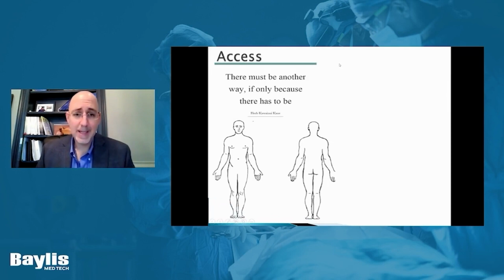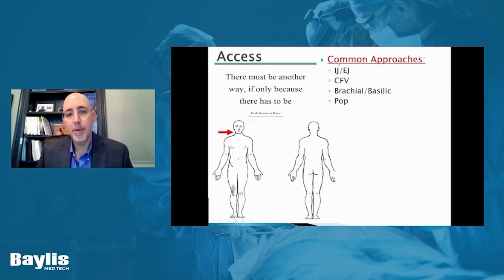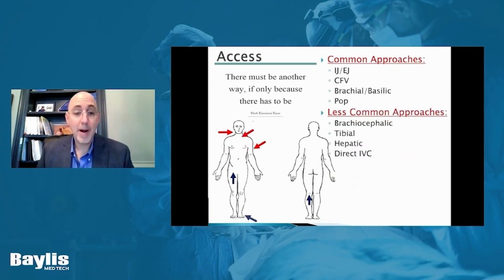And it all starts with access. And that's the most common secondary approach: if you can't cross in one direction, you cross in the other. So commonly we'll stick the jugular, the femoral, the brachial, or the pop, certainly for lower extremity interventions. But there are other accesses at our disposal: a direct brachiocephalic, tibial, hepatic, or direct IVC stick that allow us to come from a different direction if some of the other options aren't available.